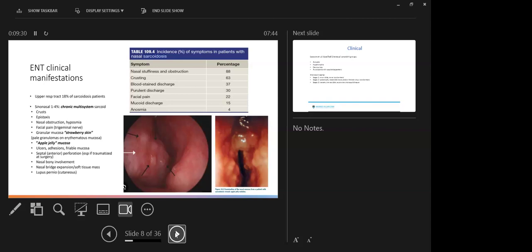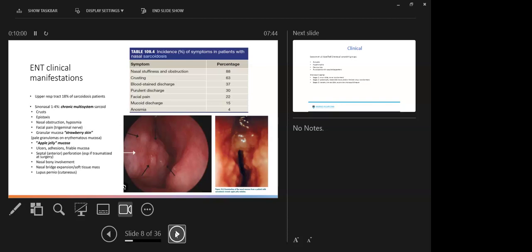They can present with facial pain that's generally related to a trigeminal nerve distribution. They describe this kind of granular mucosa, which some of the literature describes as strawberry skin. You can see an image there. It's the best image I could find of that mucosa, which looks a little bit like a strawberry with some dimples in it. They also describe apple jelly mucosa, which is the image on the right, a more gelatinous looking lesion within the sinonasal cavity.